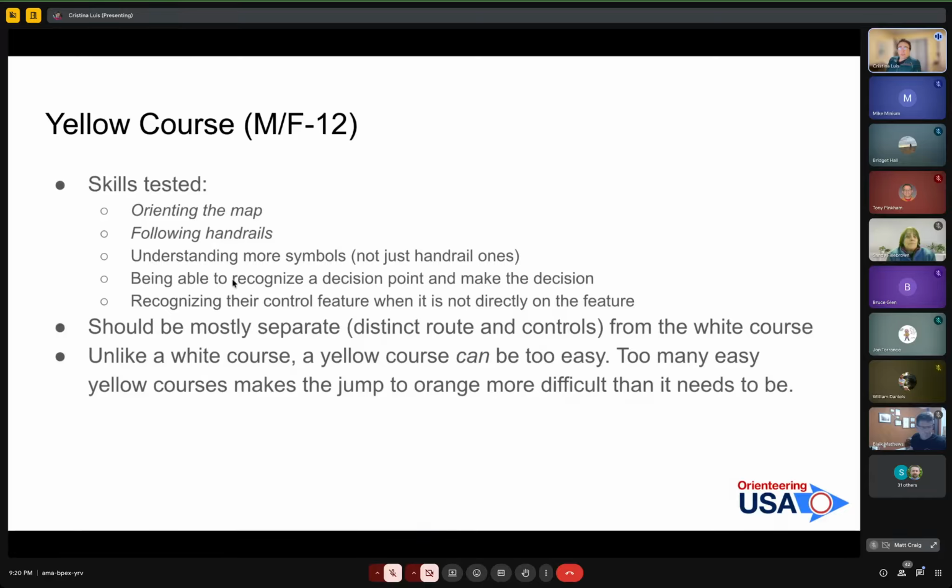This time, we're also looking for them to be able to recognize they've reached a decision point and that they have to make a decision. Do I go left or right, or do I continue straight? Do I follow this stream, right? They have to make that decision now.